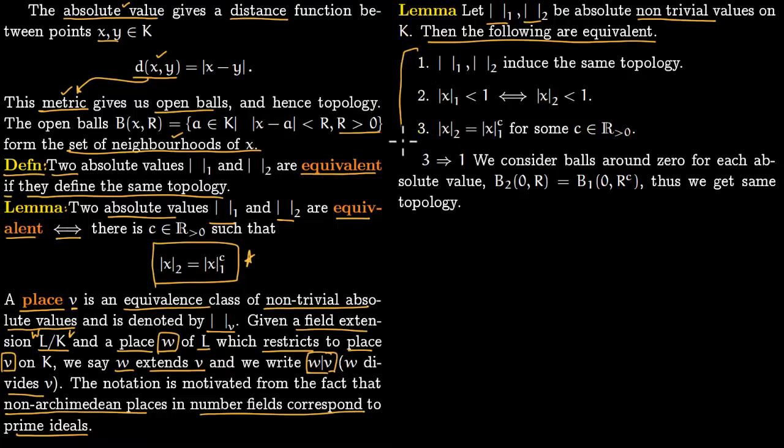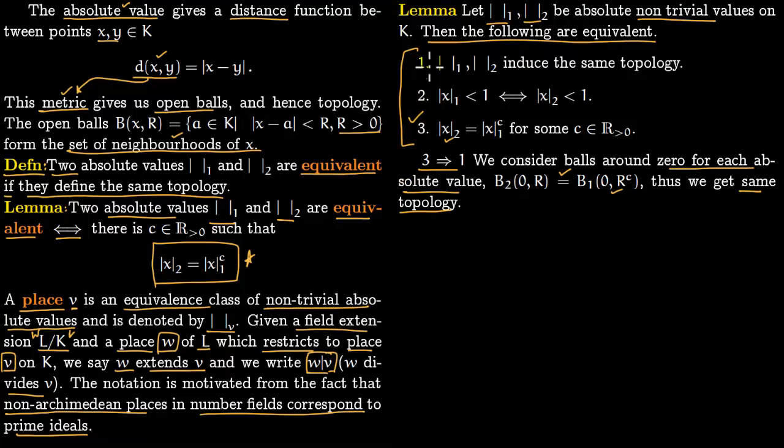So let us start proving this. We'll start by proving 3 because this seems to be the easiest. You consider balls around 0 for each of the absolute values. This is a ball of radius r corresponding to this. This is a ball of radius r to the c because it is corresponding to this. So you assume 3. This equality translates into this equality here. You have the same balls, just the radius here is contracted, and therefore we get the same topology. This gives you balls like this, and since you have the same looking balls, you have the same topology. So 3 implies 1. This was easy.